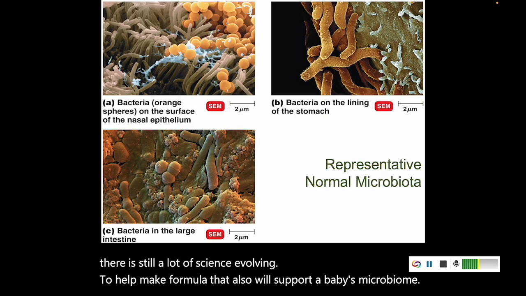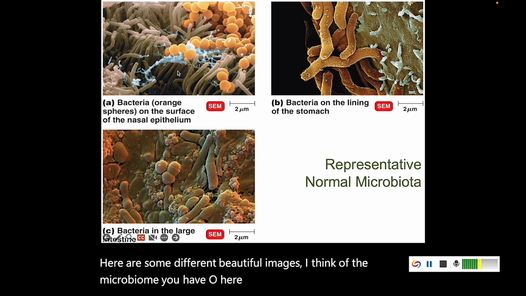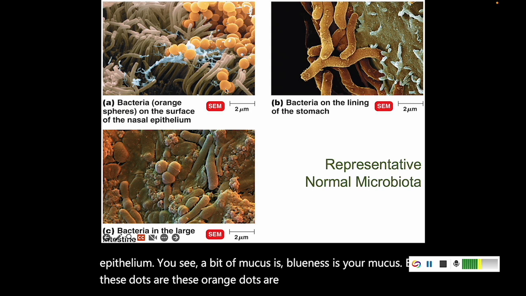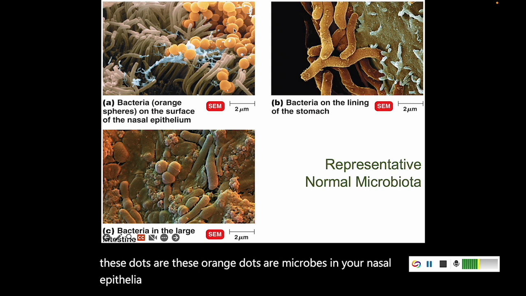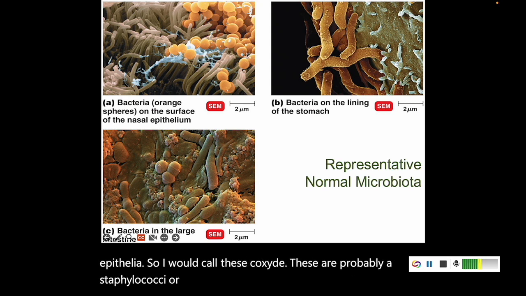Here are some different beautiful images, I think, of the microbiome you have. So here, these little cilia are part of your nasal epithelium. You see a bit of mucus. This bluishness is your mucus. But these orange dots are microbes in your nasal epithelia. So I would call these cocci. These are probably staphylococci or perhaps streptococci growing in the nasal epithelium.